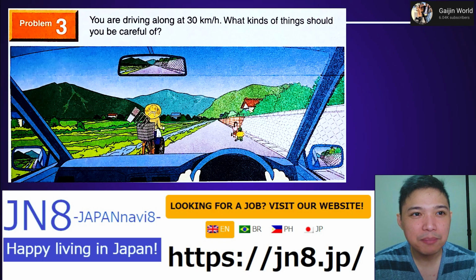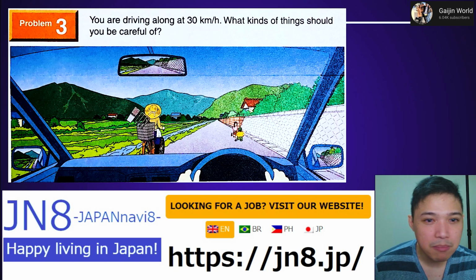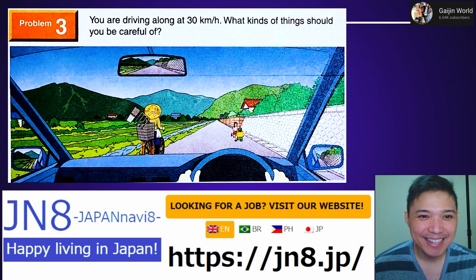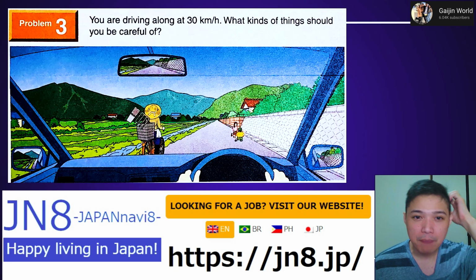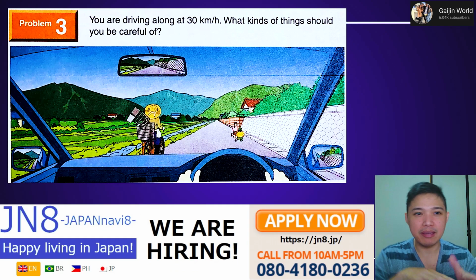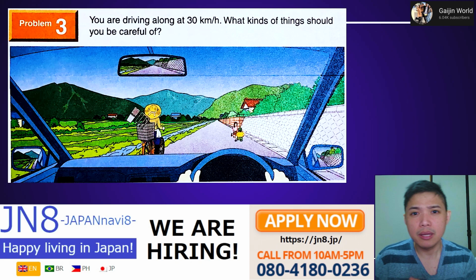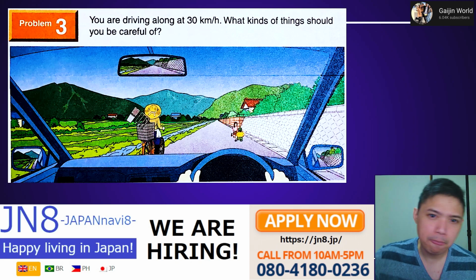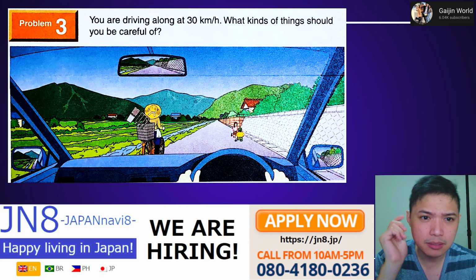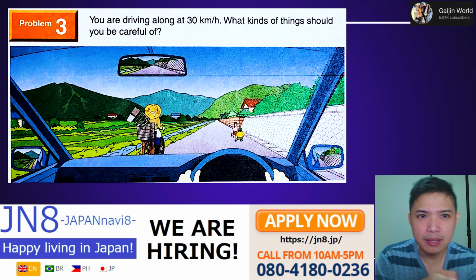Here's problem number 3. You are driving along at 30 kilometers per hour. What kinds of things should you be careful of? I can see mountains, and I think I'm passing by a field, and on my right side there are children, I think playing on the road, and there are houses on the right side. There's someone riding a bicycle on my left side, and on my rear mirror there's no one behind me.